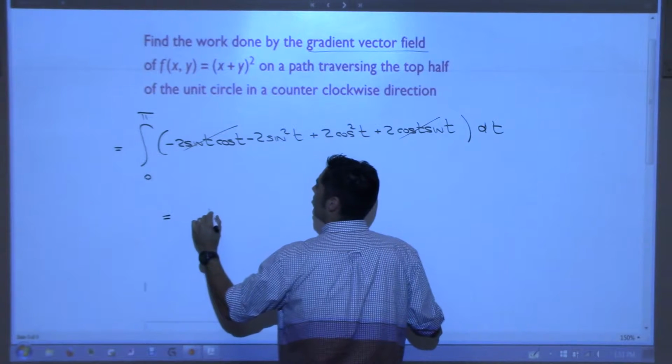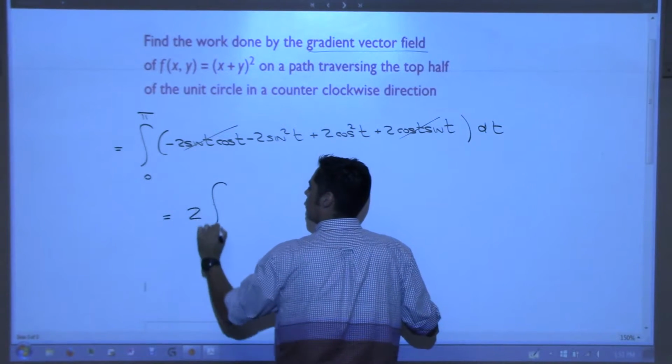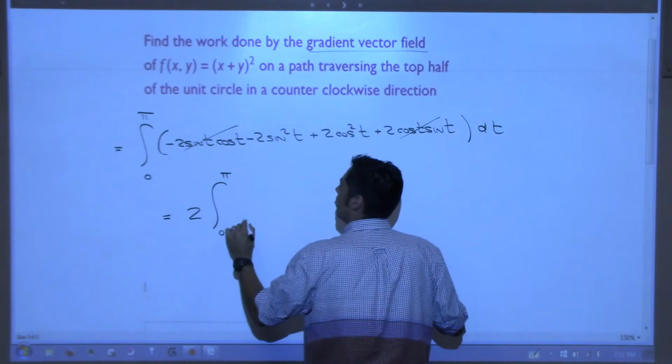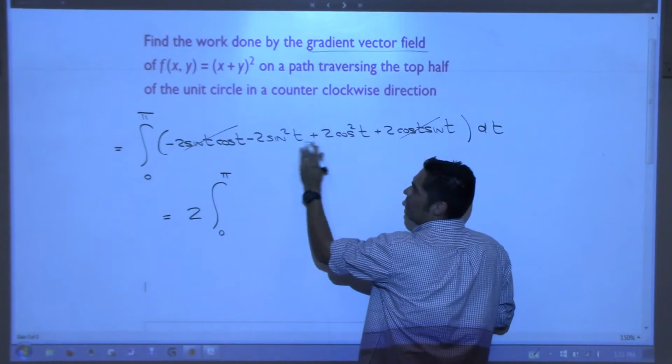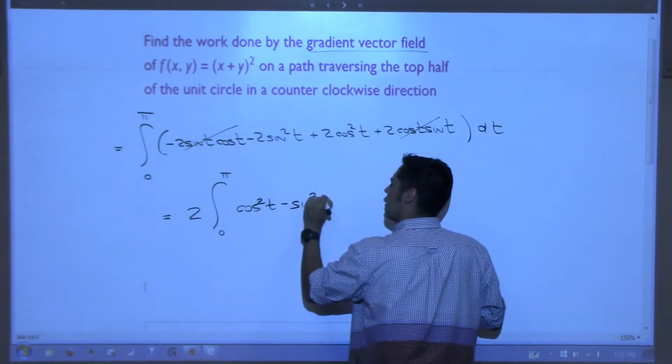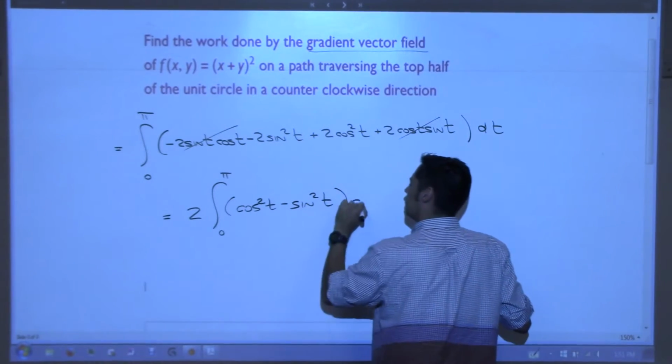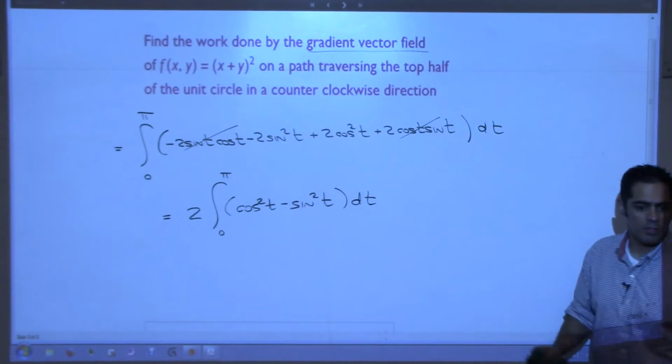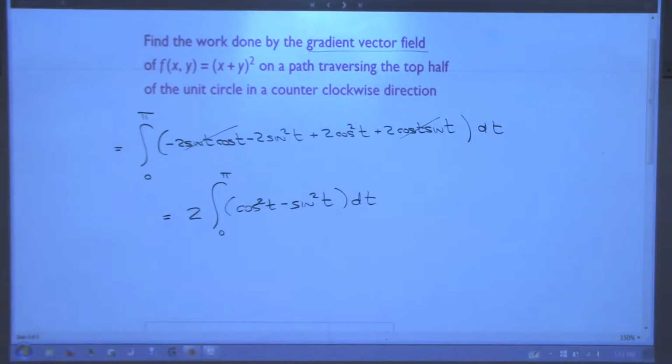Okay, so I can do this. Let me take a 2 out. Integral 0 to pi. And if I took a positive 2 out, these would flip places and be cosine squared t minus sine squared t dt. Which was the double angle cosine? Is that double angle cosine?